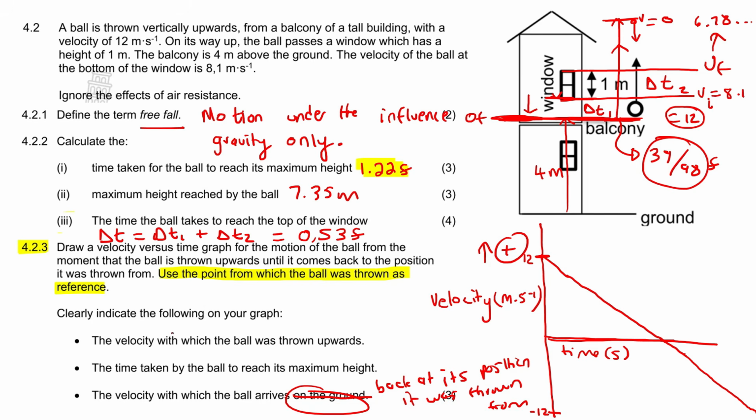Now, let's make sure we've showed everything. The velocity with which the ball was thrown upwards, yes, we showed that. The time taken by the ball to reach its maximum height, which is over here, and that time was 1.22. So we'll just show 1.22. Okay. And then the velocity with which the ball arrives back, yes, we've got that as minus 12. That's it.